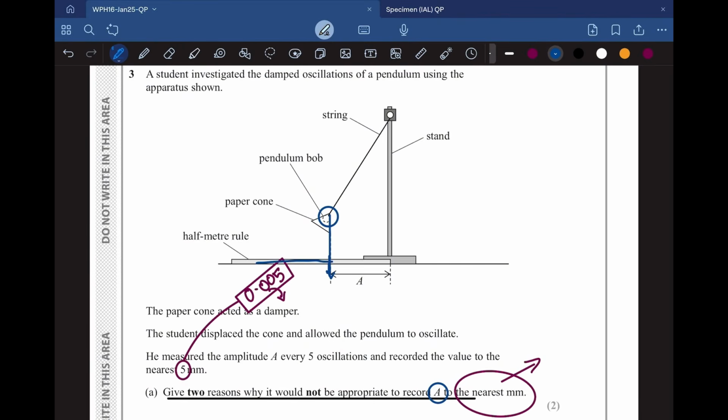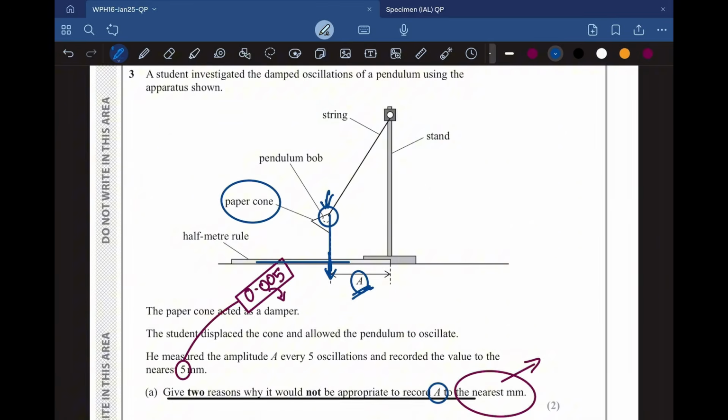And as the meter rule is like this, it is also difficult to ensure that your line of sight is perpendicular to the scale. Why is it difficult to judge the exact moment the maximum displacement is reached? Because this paper cone will be moving with a very high velocity, moving very quickly. With your eyes it is very difficult to tell when it has reached the maximum displacement, and measuring the amplitude at exactly that time is very difficult.